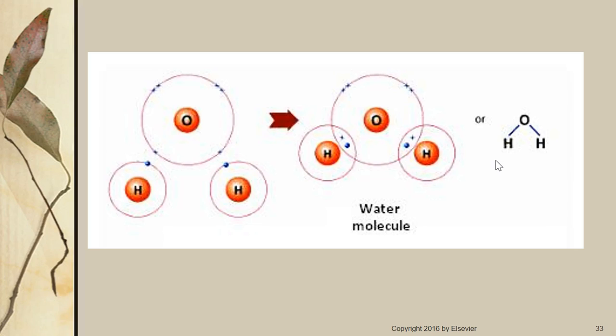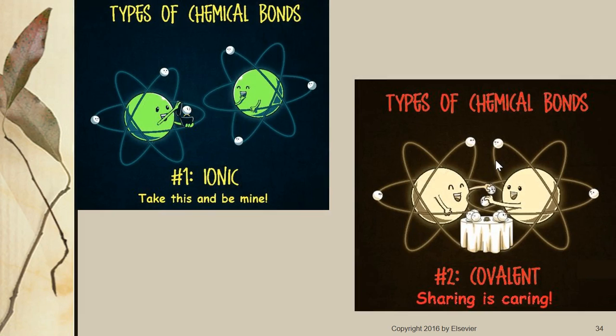Now, I have just a really cute slide here just because it was fun. I couldn't help myself. Here's the types of chemical bonds I found on the internet. One is an ionic, and it's cute. Take this and be mine. So he's giving away an electron, and if you do, then now they can be happy and be together. Then this one over here is sharing is caring. So they're both sharing their electrons that they've got sitting on the table. Okay, so if y'all didn't think that one was cute, I did.